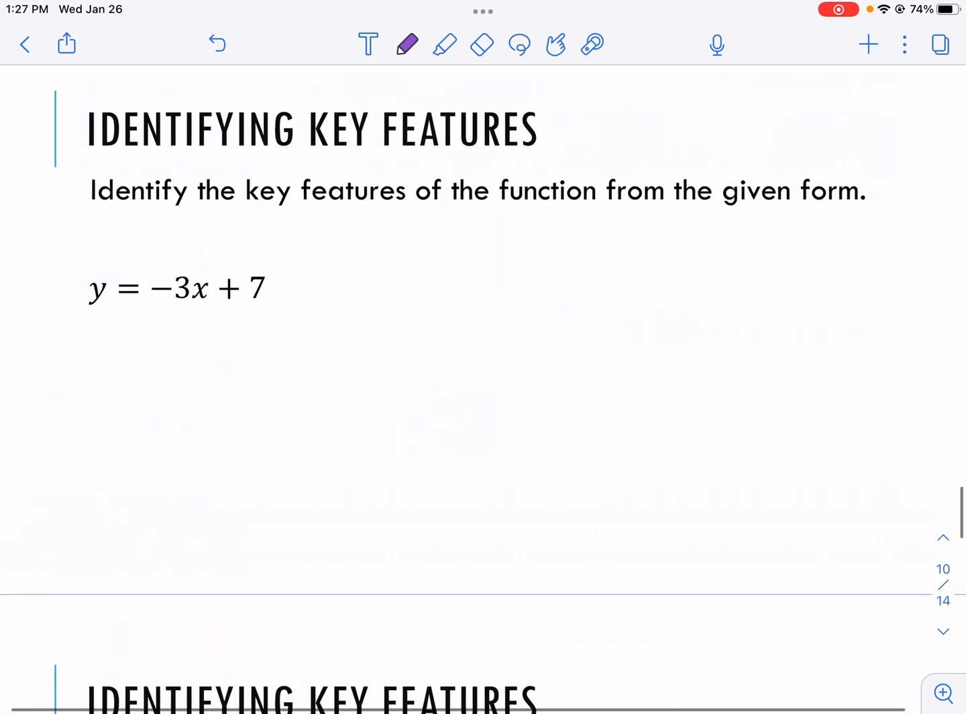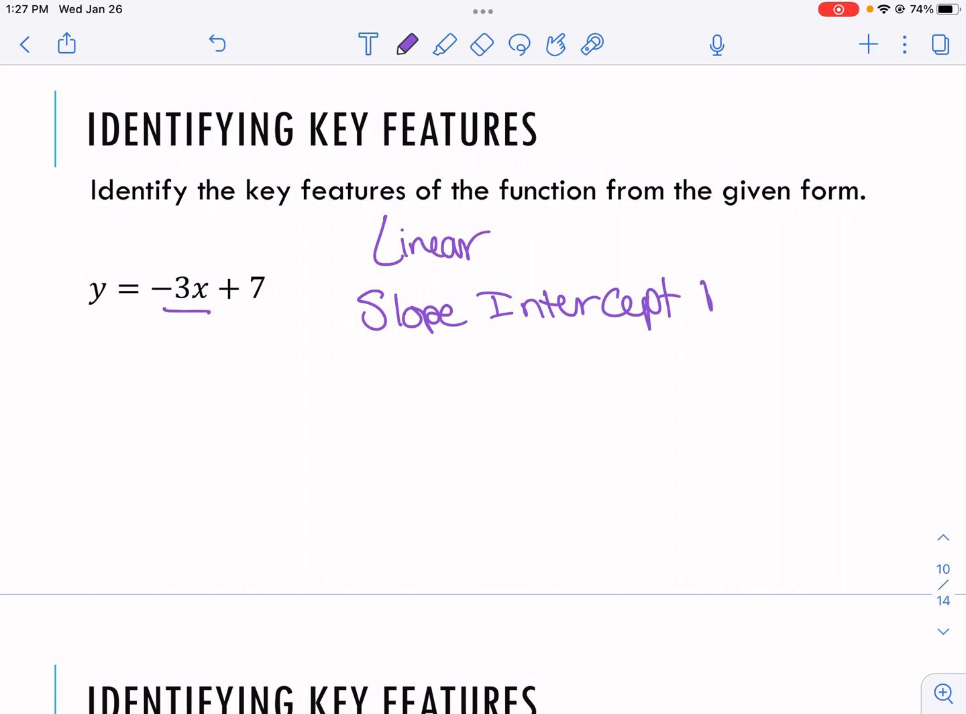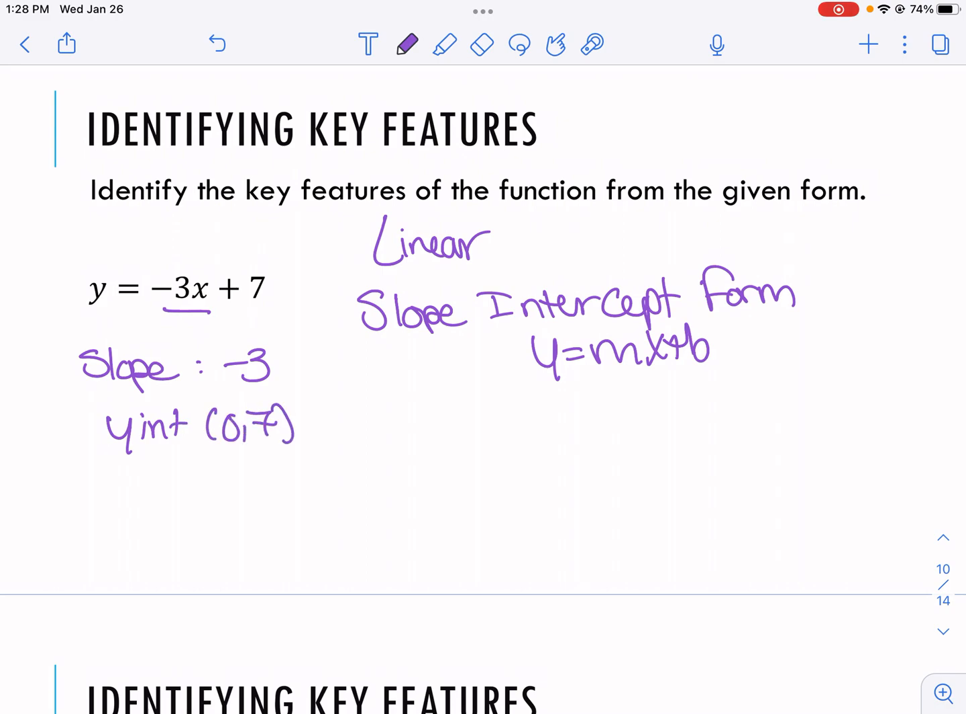Then our next one, again, I want you to think. If you want to pause the video and try it on your own, we need to look, okay, this has a degree of 1. So it is linear. It is in slope-intercept form, right? Hopefully you recognize that y equals mx plus b. And now we need to identify our slope, which in this case is negative 3, and our y-intercept, which is (0, 7). And yes, I want you to write the coordinates when the intercepts are points, because they are locations, not just values, whereas slope is a value we use to graph.